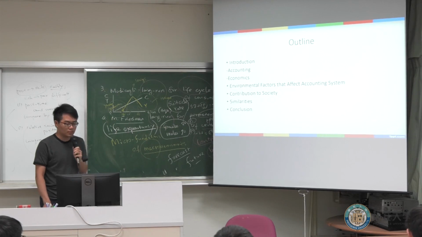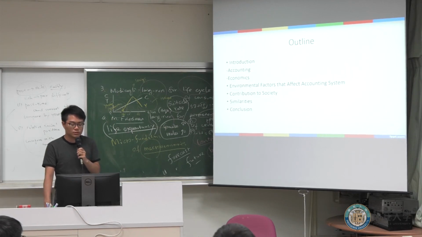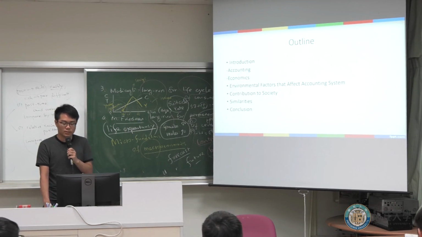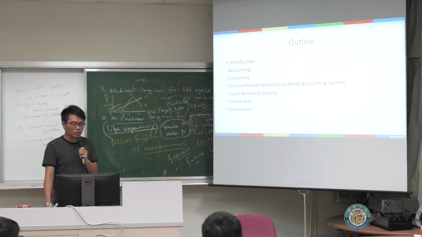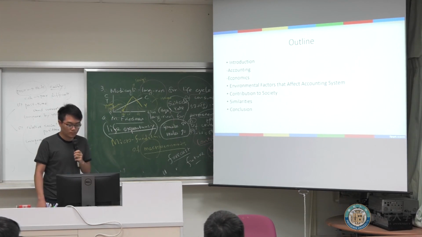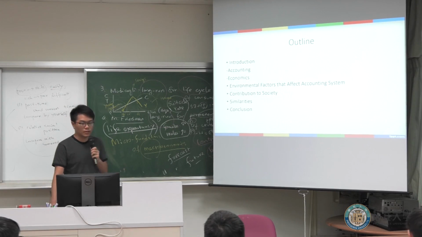And this is the outline. I will introduce what accounting and economics are, and what factors will affect the accounting system. After that, I will introduce how accountants and economists contribute to our society, and how these two subjects are similar to each other. And the last one is my conclusion.